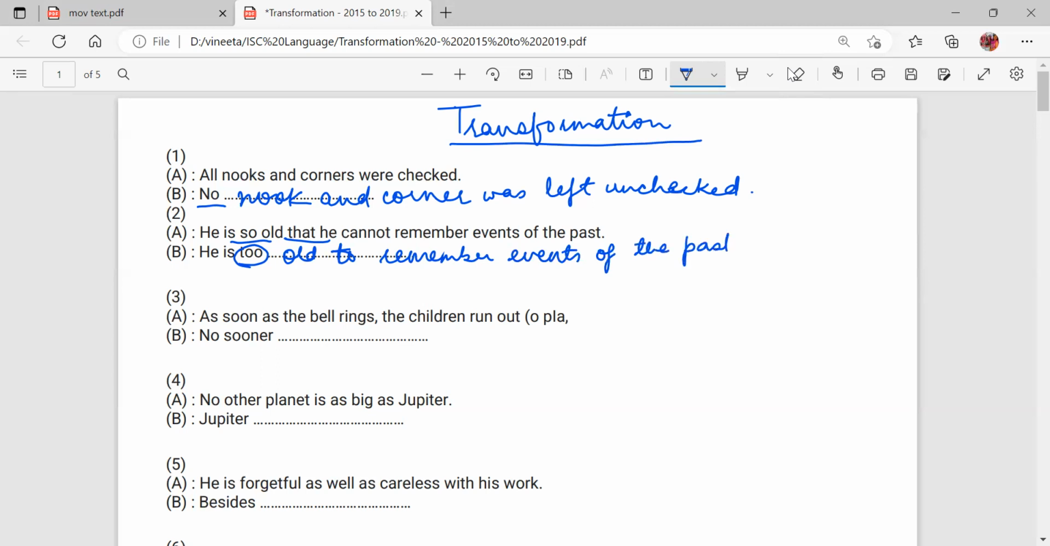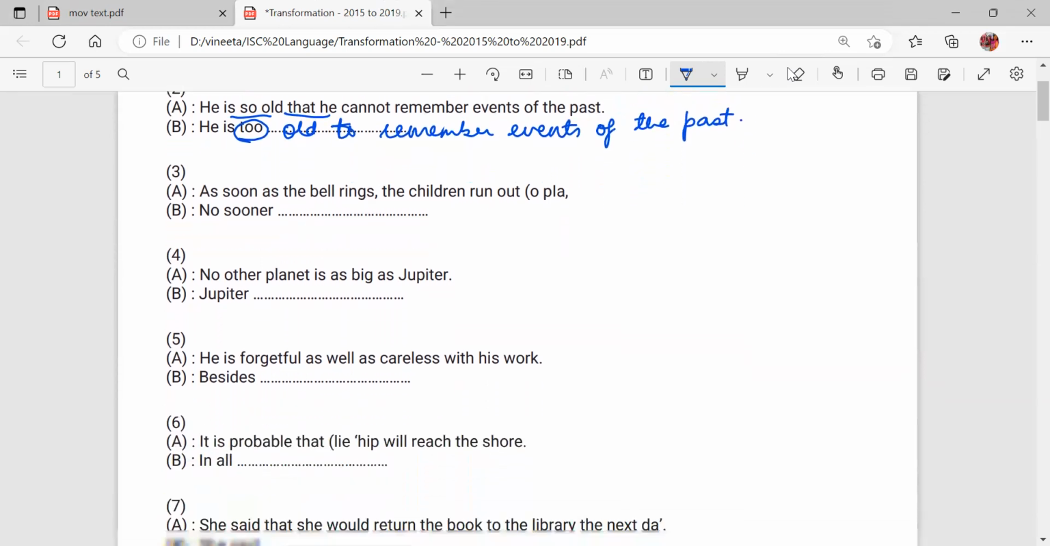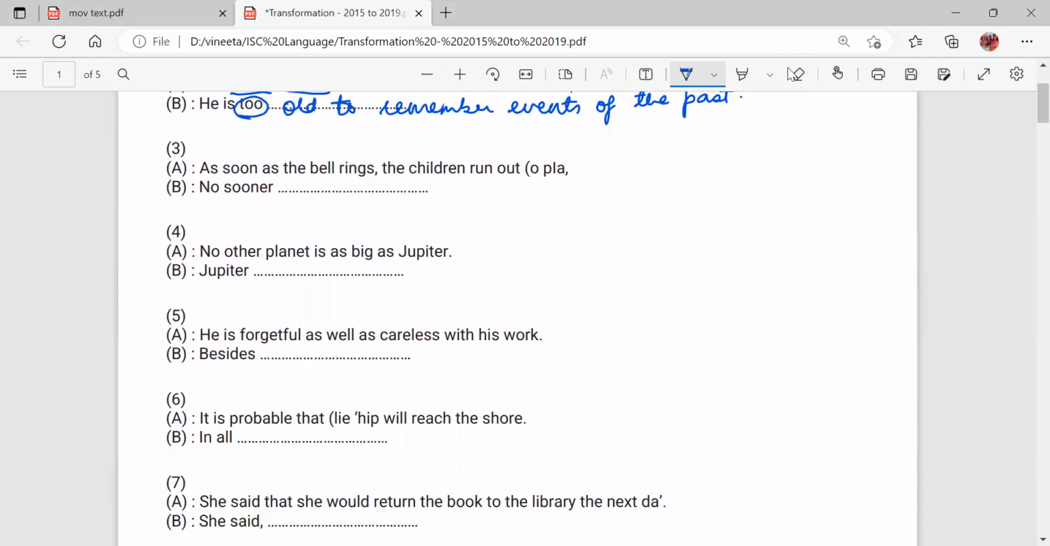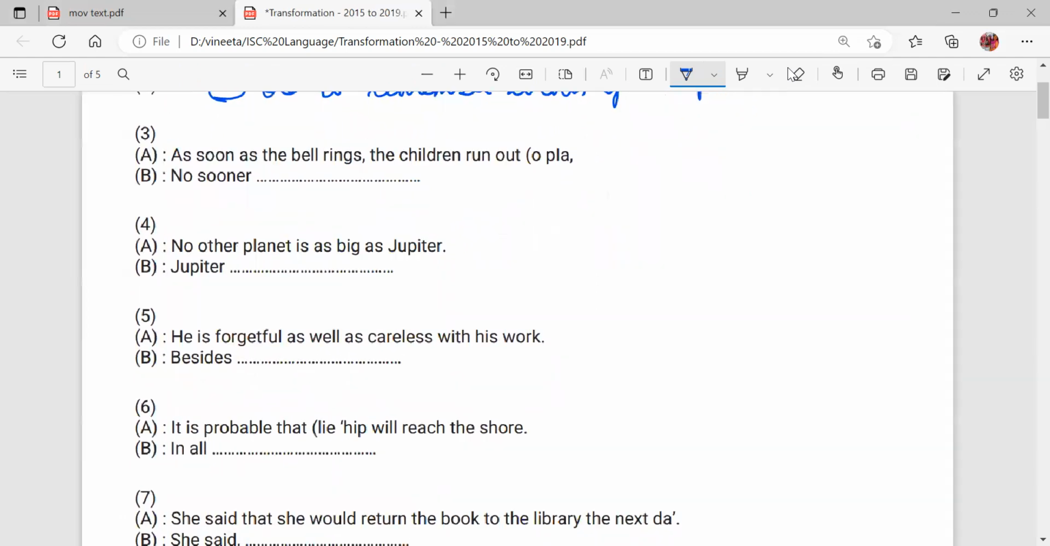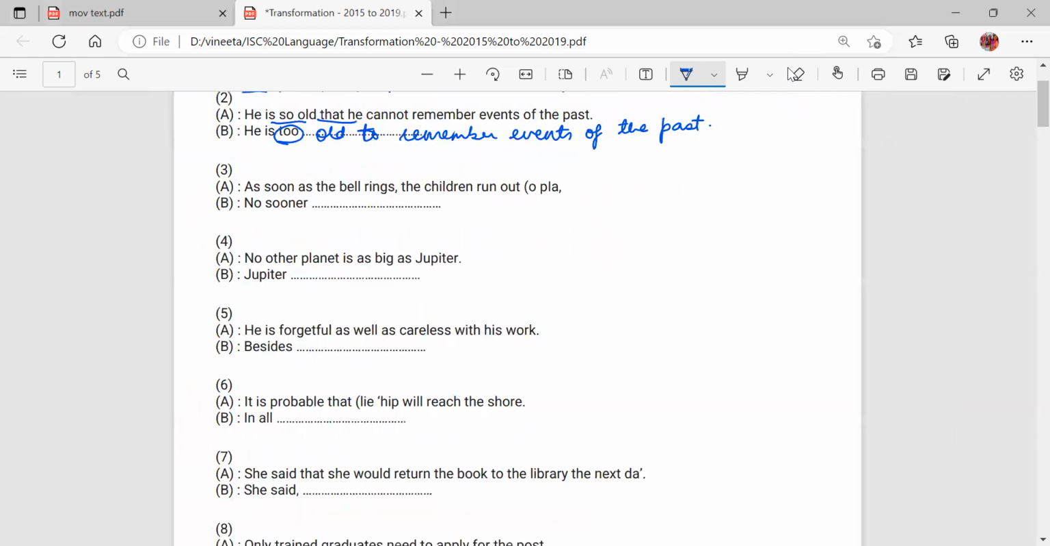Right? Next is, as soon as the bell rings, the children run out of class. Let it be run out of class. Okay. As soon as the bell rings, the children run out of class. Now, in this topic, always remember, as soon as is changed either in no sooner than or hardly when. So for this, I always tell you, no sooner के लिए आप ये NDTV का formula याद कर लो, which will be convenient.